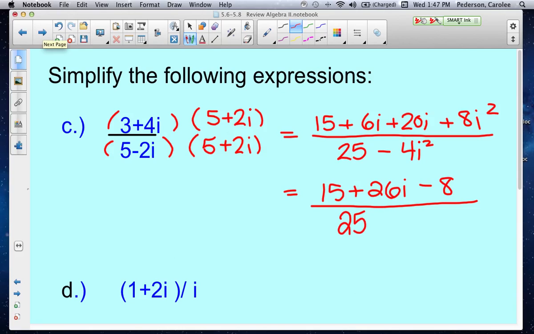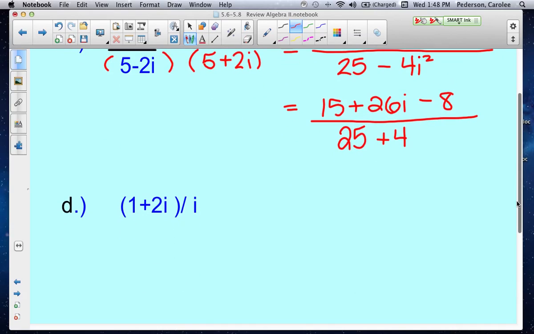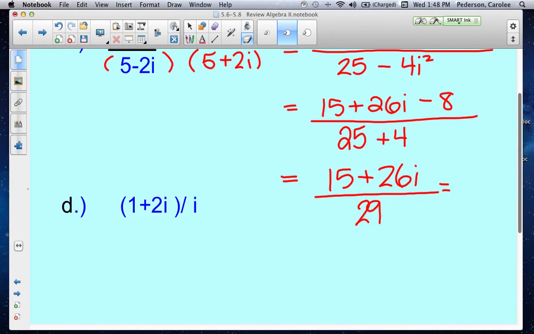25 plus 4. Combine like terms again. Over 29, and then break that off into 2 pieces. Now you forgot the -8. Oh, I forgot my -8. 15 minus 8. 7, and then break it off.